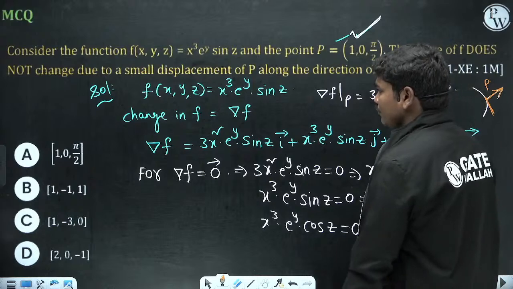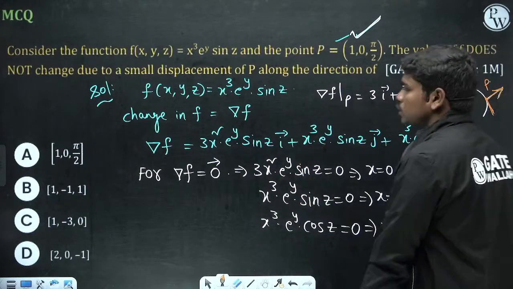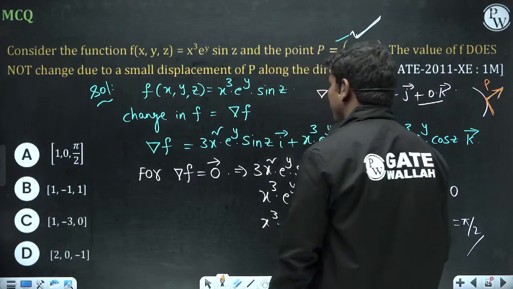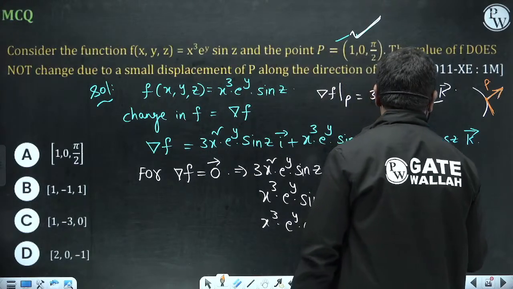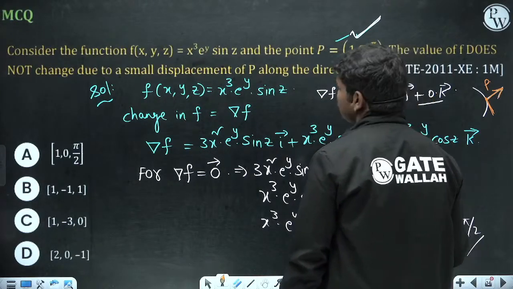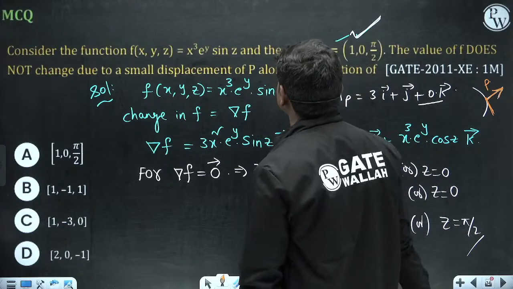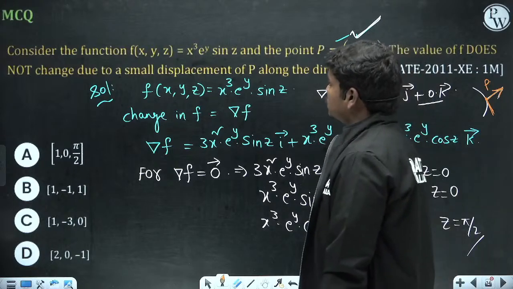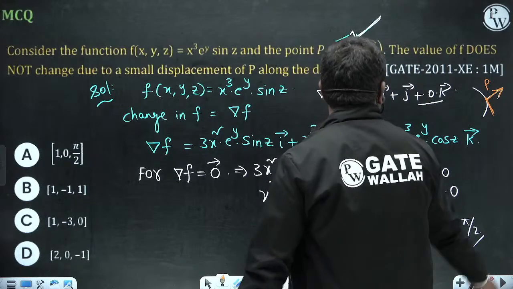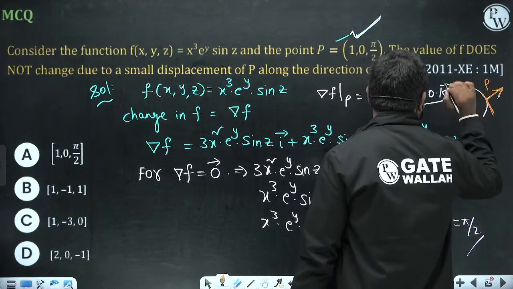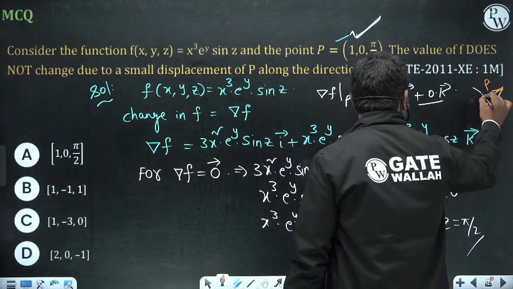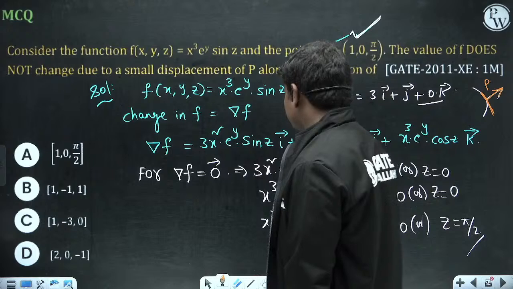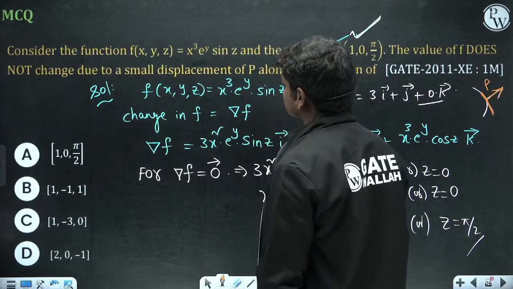So basically del f should be 0. What are the options that can make this 0? x equal to 1, z equal to pi by 2 and y equal to 0. They have given that the value of f does not change due to small displacement of P. So if P is shifted slightly, the slope of the tangent should be 0. So in that case, what should happen?